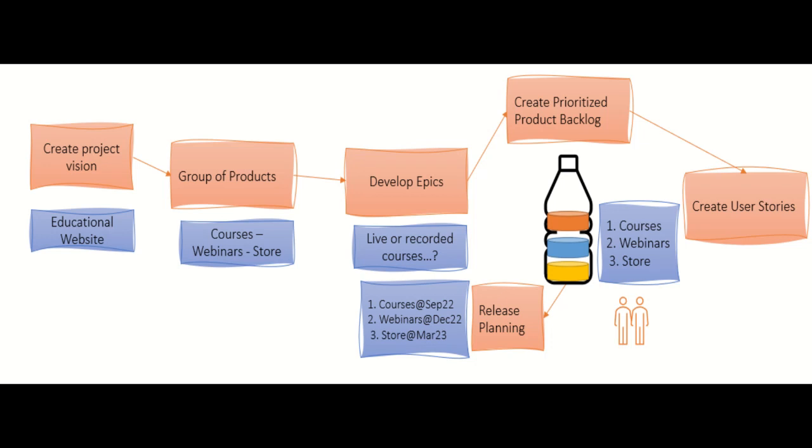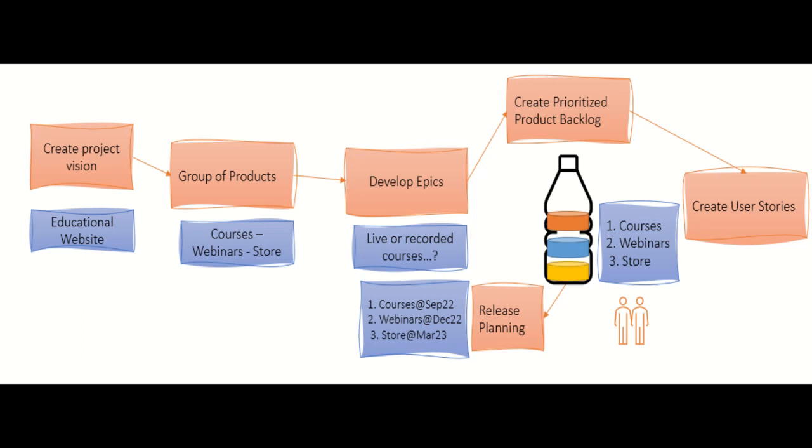Let's take an example of what we have explained right now. Assume you need to create an educational platform or educational website, and you say, okay, fine, in this website we have 3 main products: the courses, the webinars, and the stores. And then you take the courses. For example, what are the epics of the courses? You need recorded courses, you need live courses, you need them with videos, without videos, with quizzes, without quizzes. What are the epics of this product?